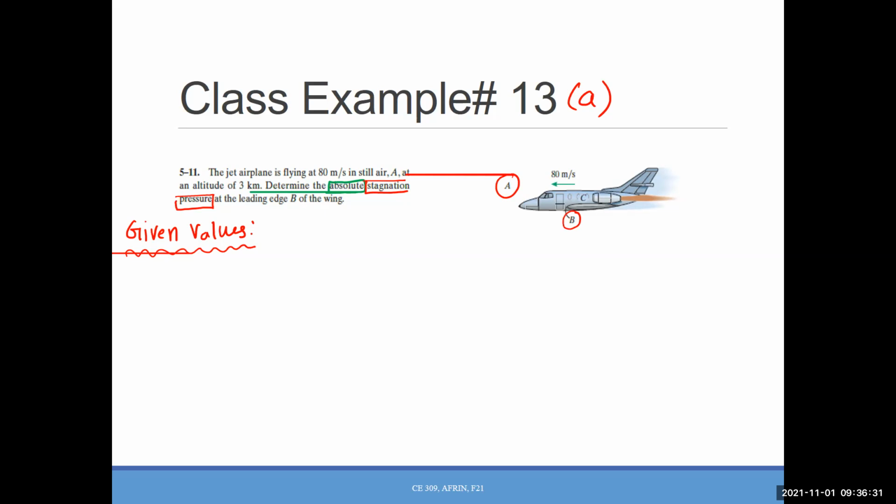So let's write down what the given values are and what values we need to know. The jet airplane is flying at 80 meters per second, and the velocity at A is 80 meters per second because that is the velocity of the plane, right? So VA is 80 meters per second. At an altitude of 3 kilometers, you can consider that as Z if you use the datum as ground level, or you can use point A as datum. This is another way.